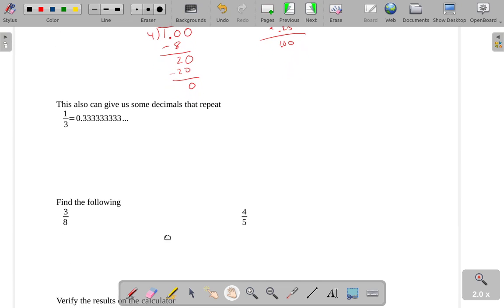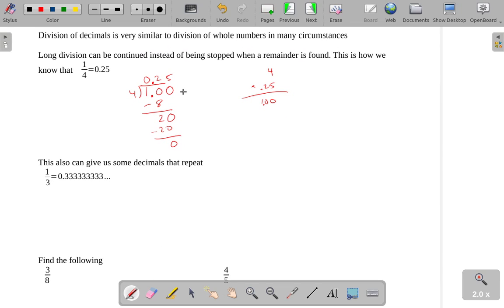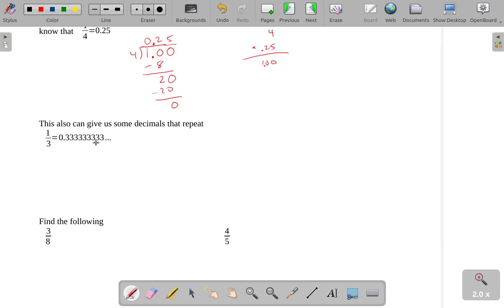Alright, so this is an example of what's called a terminating decimal. This decimal stops at some point. When I did the long division here, I ended up with a 0, and I didn't have to keep adding parts on. However, not all decimals are terminating. Some of them are what we call repeating, something like this.